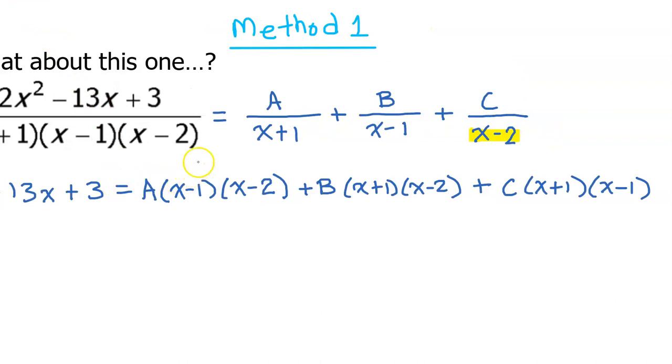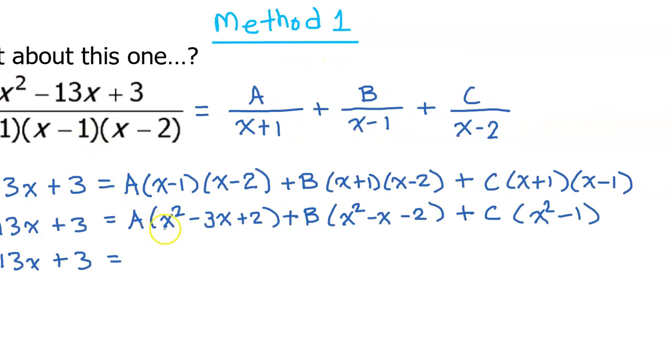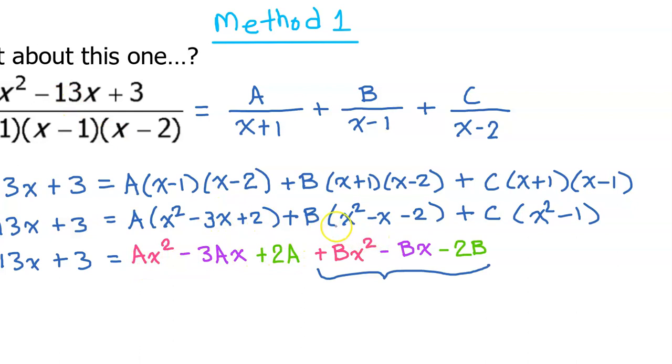Let's try to do this problem by method 1, but it's not going to be pretty. Multiplying x minus 1 times x minus 2 gives us this. X plus 1 times x minus 2 gives us this, and x plus 1 times x minus 1 gives us this. If you distribute the a across the trinomial, you get this expression. Similarly, if you distribute the b, you get this. And if you distribute the c, you get this.